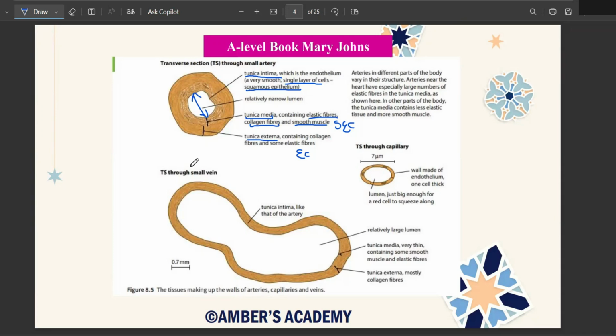Now moving towards vein. So vein has this tunica intima. It's similar to the tunica intima of small artery. It has a single layer of cells. It has this shape of squamous epithelium.